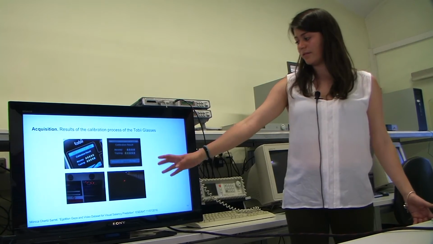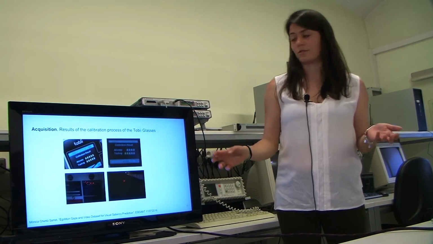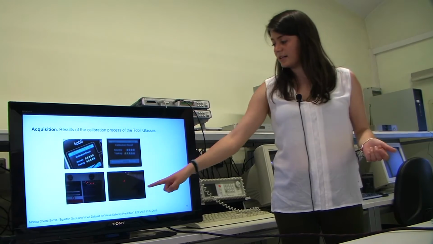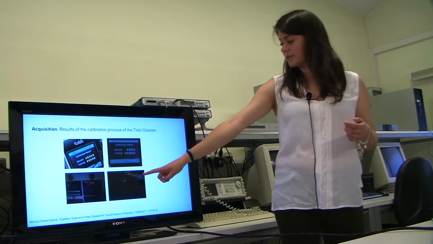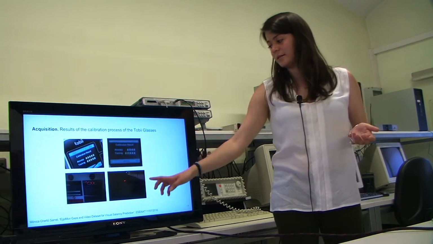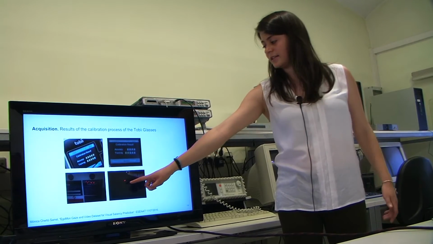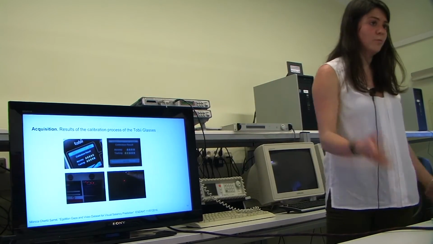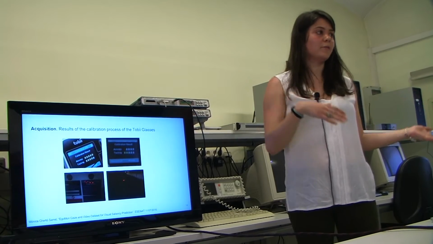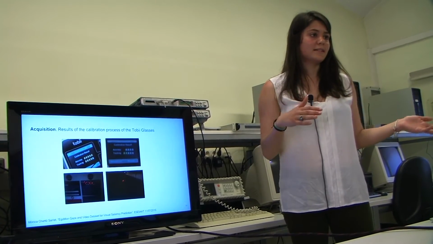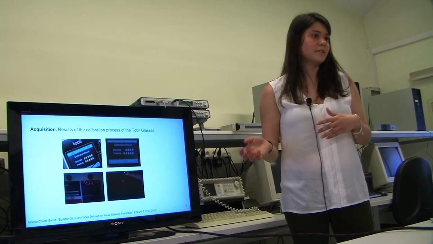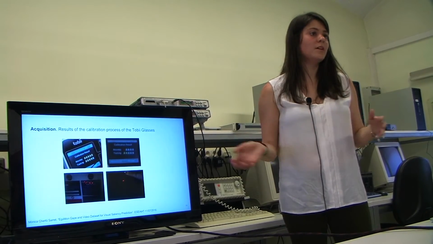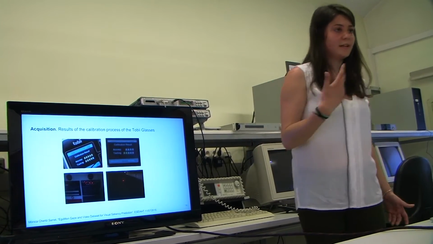But here we have an example of bad results of the calibration process. The wearer of the glasses was trying to follow this light, but we can see that the point of gaze is here. So when I was recording the dataset, if the results of the calibration process were bad, we had to recalibrate the glasses again.